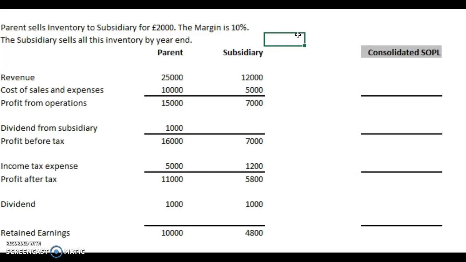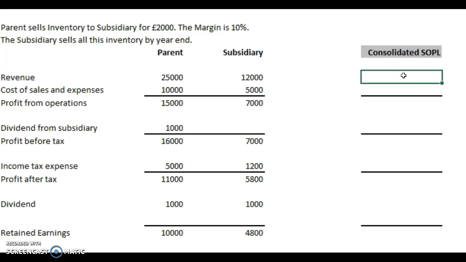So the parent has sold goods to the subsidiary at a profit, and the subsidiary has sold all this inventory on by the year end. Now, what's going on here? The parent has sold goods to the subsidiary at a profit. Now, when we consolidate the two companies as if they were one, it can't really make profit from itself. So we have to reduce the statements by the profitable amount.